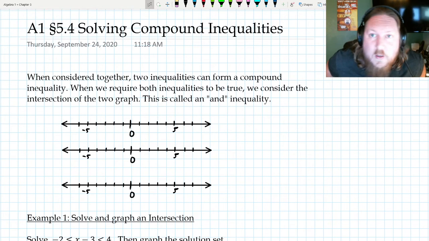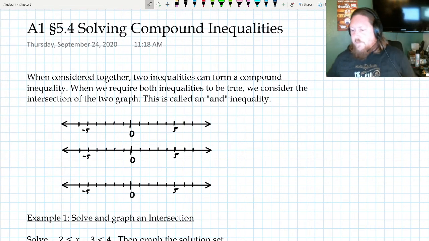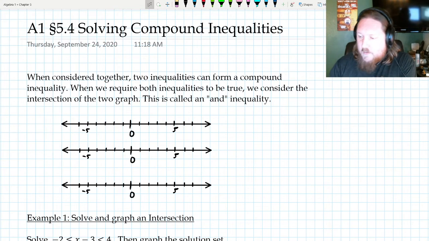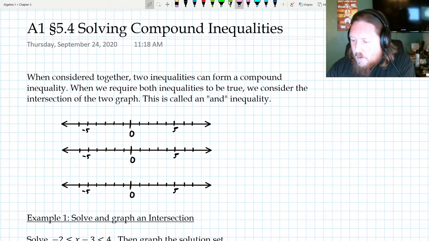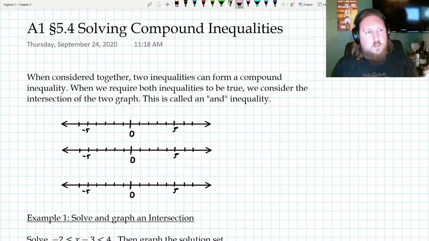Algebra 1, Chapter 5, Section 4, Solving Compound Inequalities. So, a compound inequality, compound means like to put together, we're going to look at two inequalities at the same time.